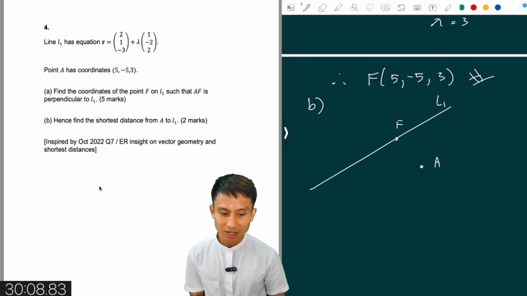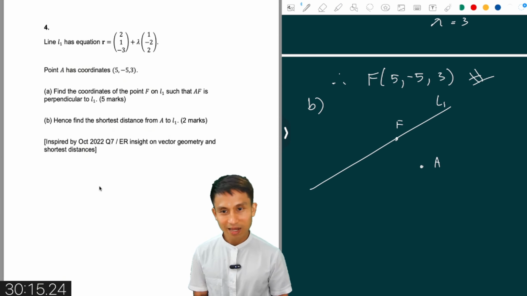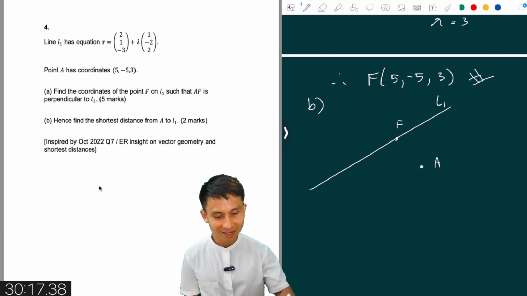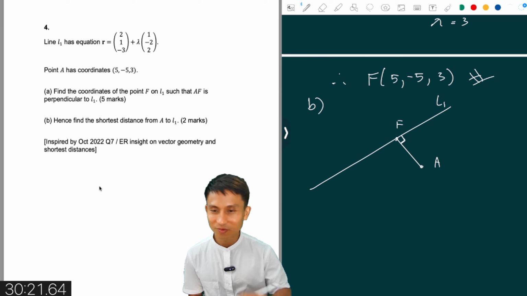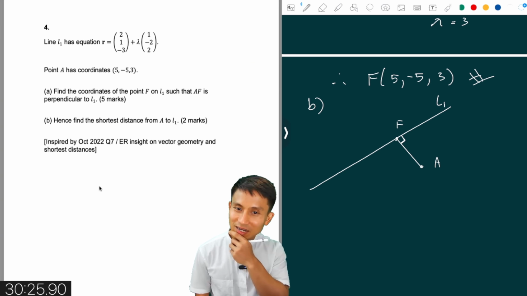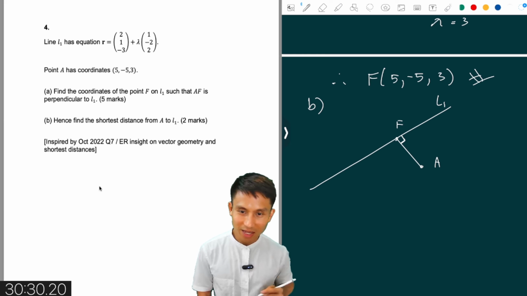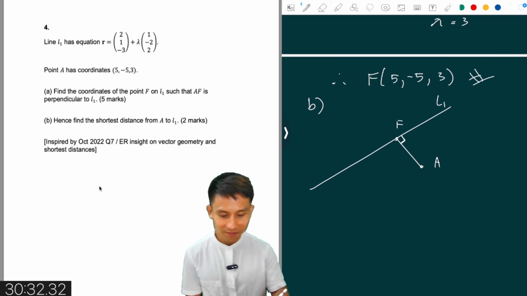AF is perpendicular to L1. Hence find the shortest distance from A to L1. Wait, that should be AF, right? That should be hard. Okay, could have made it harder there. Let me just check again. Okay, such that AF is perpendicular to L1. The shortest distance from A to L1 should be AF.